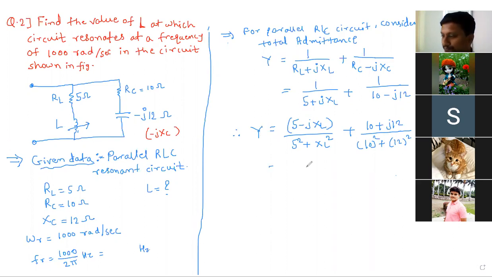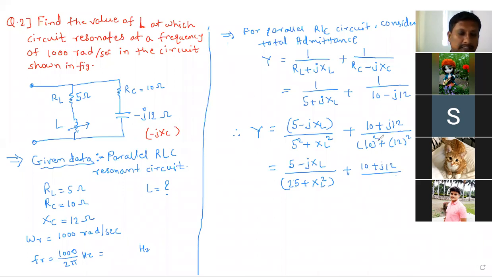So next one, consider the real term separately, or one more step you can do. 5 minus JXL as it is in the numerator divided by 5 square means 25, 25 plus XL square, that you can keep. Next plus 10 plus J12 divided by 10 square means 100 plus 12 square means 144. So 144 plus 100 is 244.